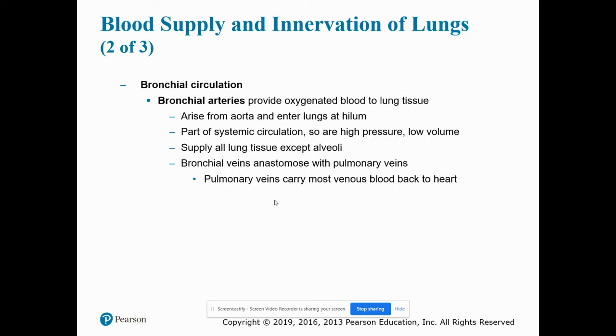Then we have bronchial circulation. And bronchial circulation is what's going to actually provide oxygenated blood to the lung tissue. The bronchial arteries are going to arise from the aorta and enter the hilum, and they are part of the systemic circulation, so they're high pressure, low volume. They supply all the lung tissue except for the alveoli. And bronchial veins anastomose with pulmonary veins, and the pulmonary veins are going to carry most of the venous blood back to the heart.